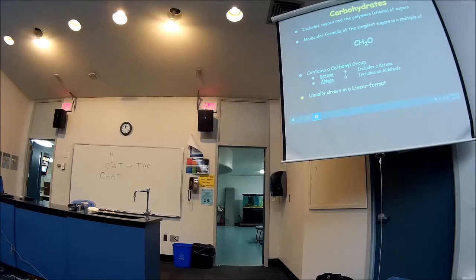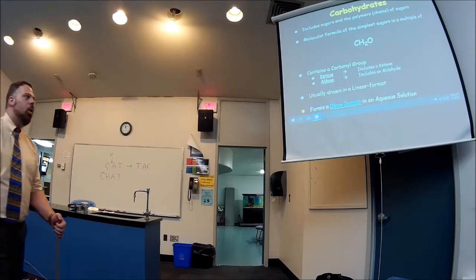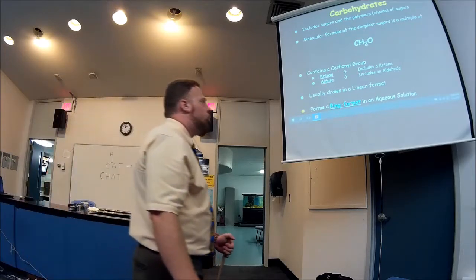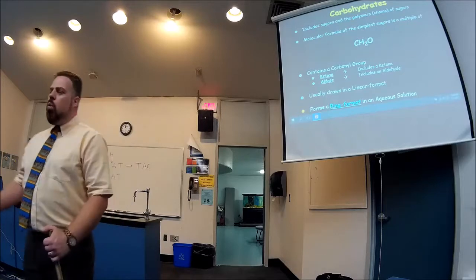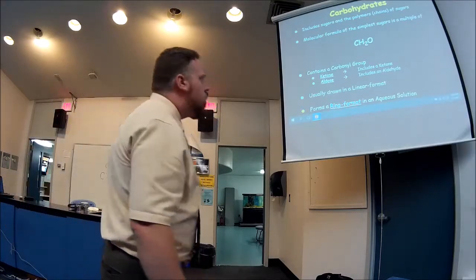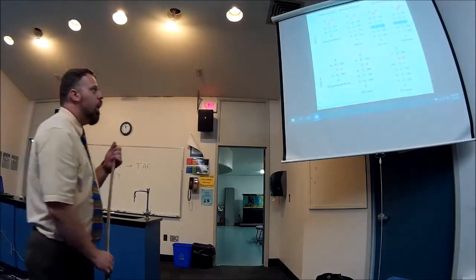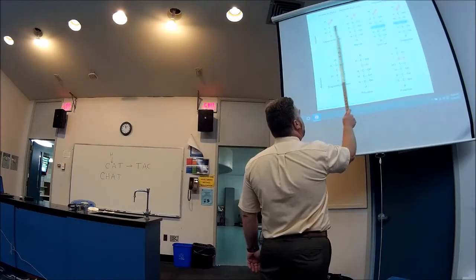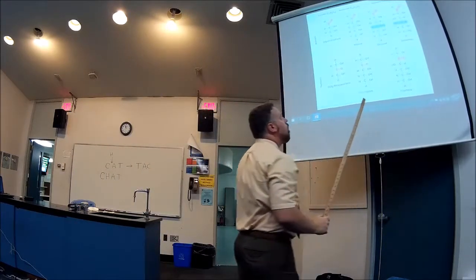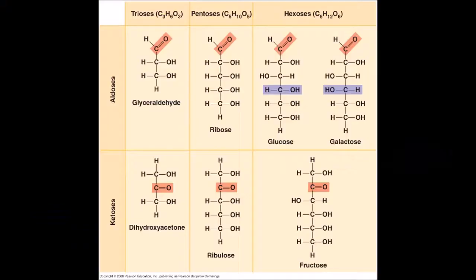These sugars are usually drawn in linear format to speed up time, but we also have this ring format when it's in an aqueous solution, when it's in water. So what do these look like? Okay. These are aldoses over here, and these are ketoses.